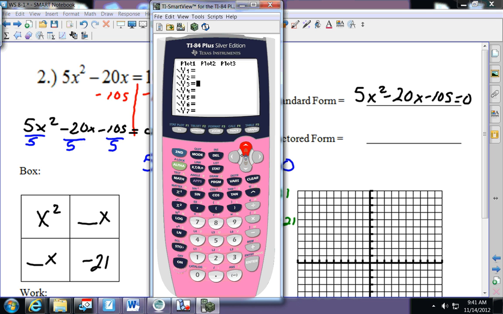Maybe if it moves. There we go. Come on. All right, let me use this.